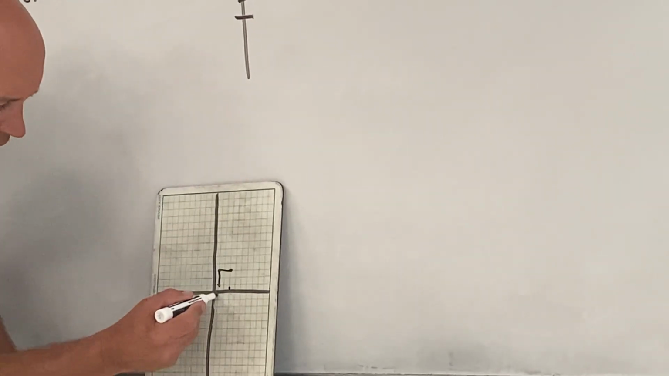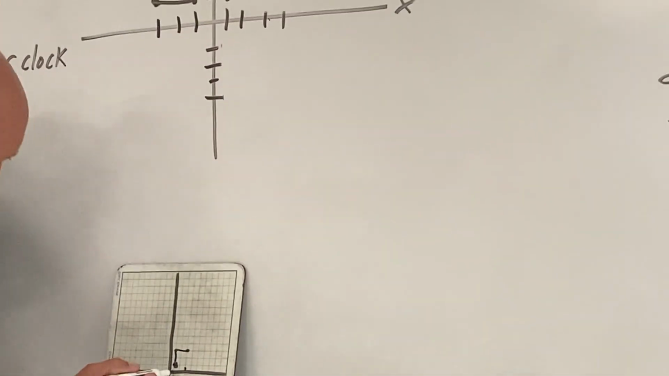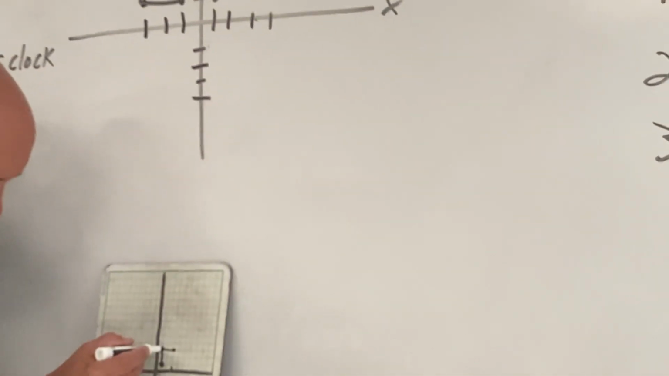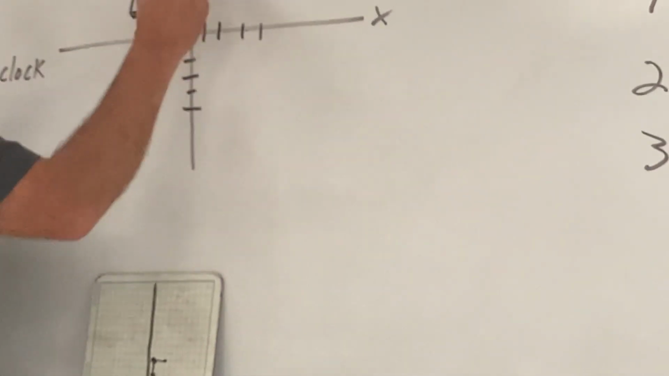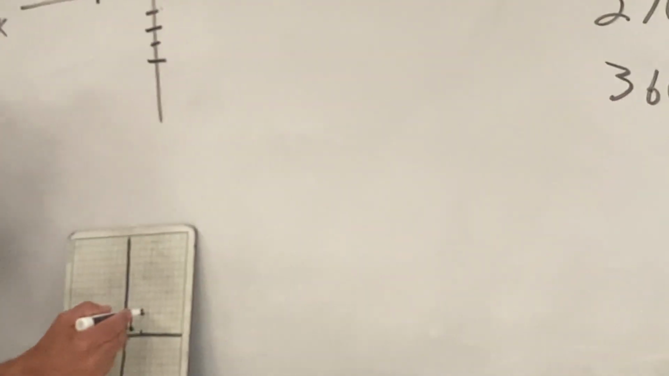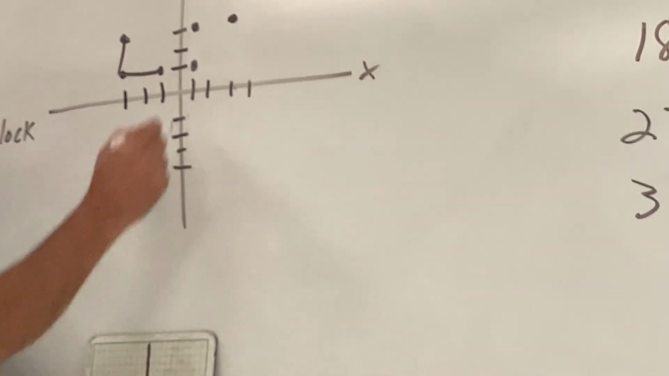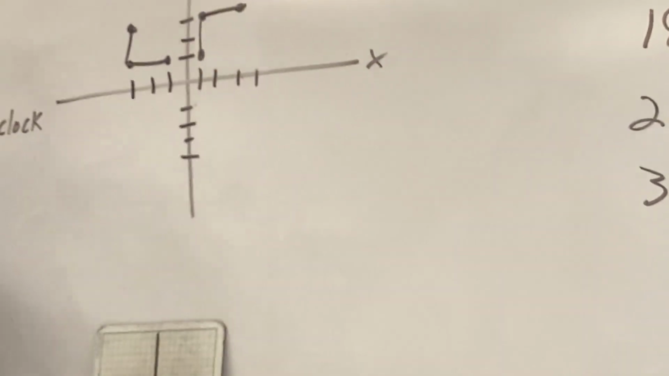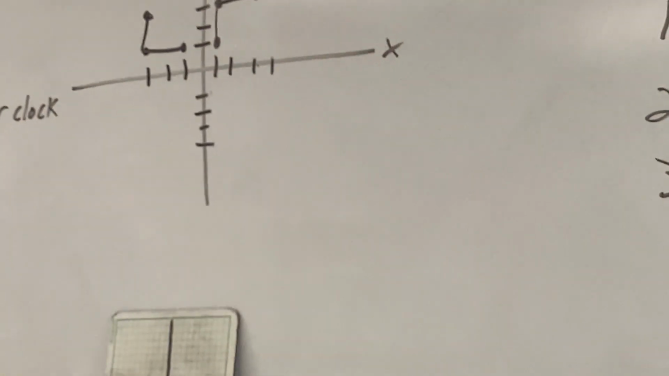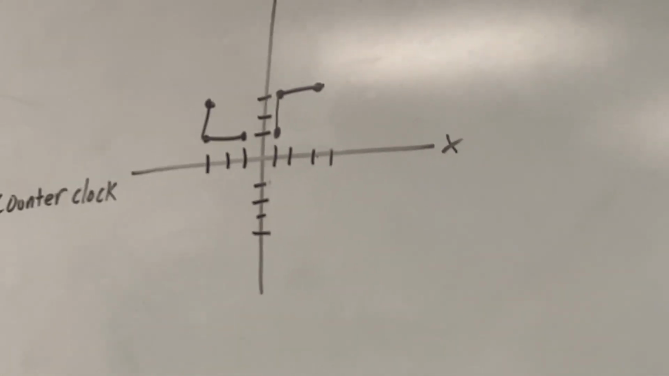I should have a point at 1, 1 right there. My next point should be at 1, 3 right there. And then the last point should be at 3, 3. And I'm going to make the L go up and that way. Are you with me? Okay, questions? Let's do one more.